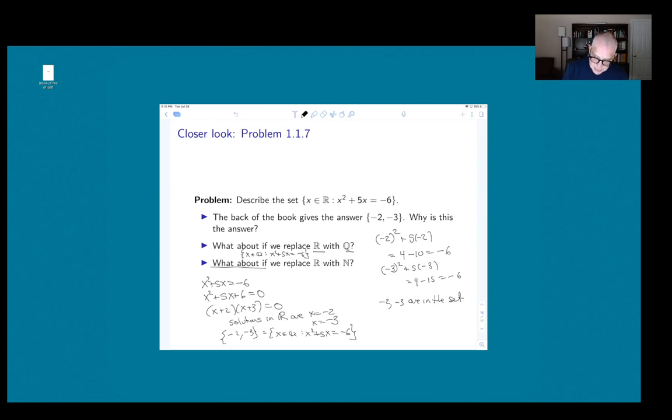But what about if we replace R with N, the natural numbers? Well, in that case, the only real solutions are minus 2 and minus 3, and neither of those are natural numbers. So there are no solutions to this. The set of x in the natural numbers, such that x squared plus 5x equals minus 6, is the empty set. There are no solutions to that equation where x is required to be a natural number. I mean, you could think of that directly, because if x is a natural number, then x squared plus 5x is going to be positive, so it can't equal minus 6.